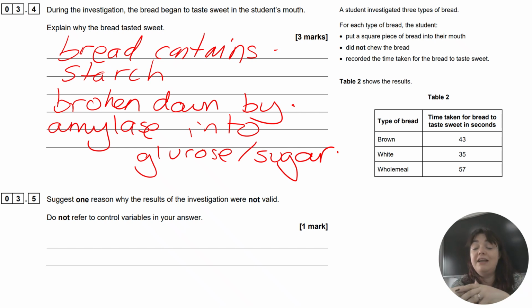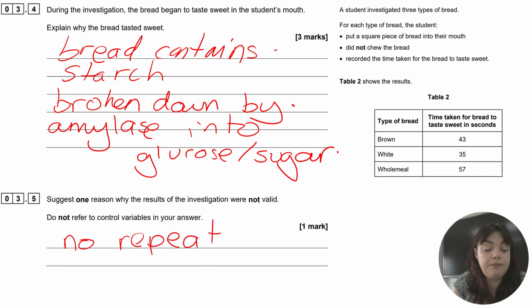Because we're relying on taste, which is subjective. We know this because you can eat the same foods and some people say, oh, that's really sweet, and some people say, that's not sweet at all. Oh, this is really spicy. It's not spicy at all. So it relies on the student's perception of taste. And the amount of saliva that people produce is also variable as well. I would always go for there's no repeats with the same or different students.